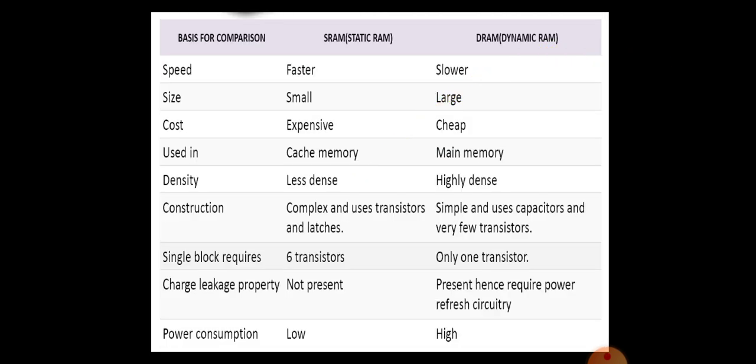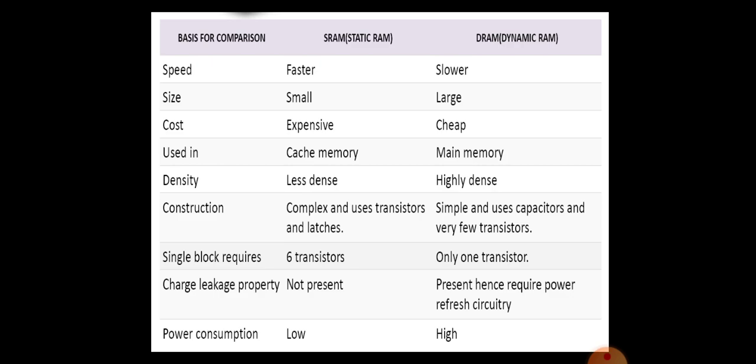Coming to the two classifications of RAM, that is static RAM and dynamic RAM. Static RAM is faster than dynamic RAM but small in size and more expensive than dynamic RAM. It is used in cache memory, whereas dynamic RAM is used in main memory. It is less dense when compared with dynamic RAM.